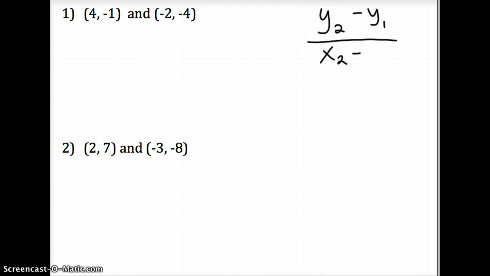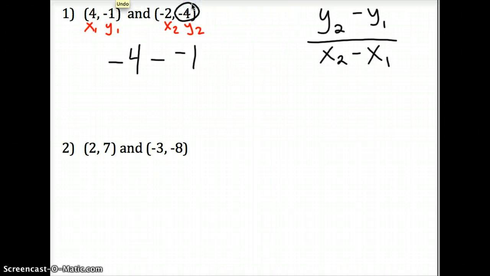So let's take a look at the first problem. So we want to make sure we have, if this is going to be our x1 and y1 and x2 and y2. So I'm going to use this point in the formula first and then this point in the formula second. So I'm going to start with -4 minus -1.